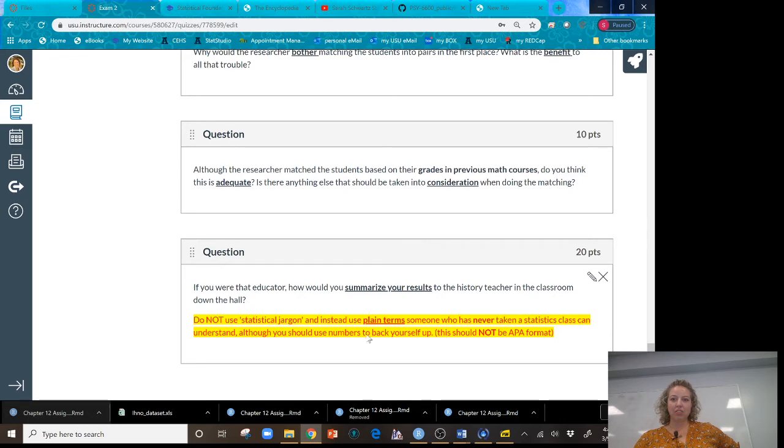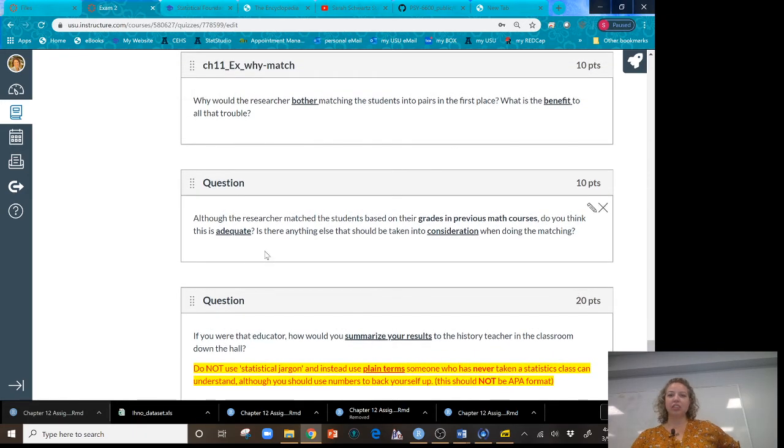Do you think it's adequate to just go on their last math score? No? What else would you like to match on? Give them a pretest for geometry. Maybe a pretest specifically in geometry, because their prior math class was probably algebra, and it might have been a year ago. I don't know.